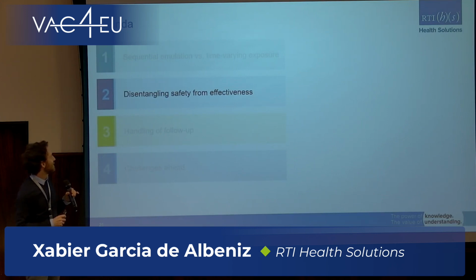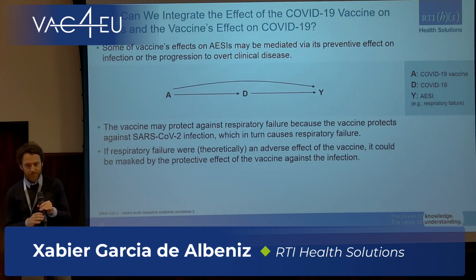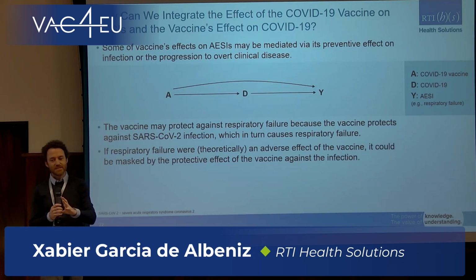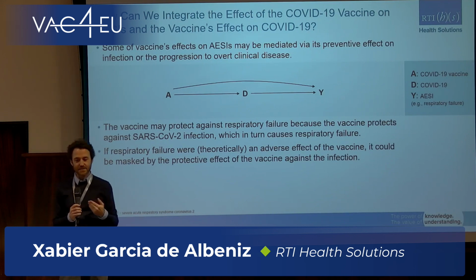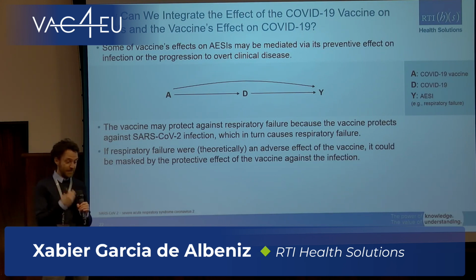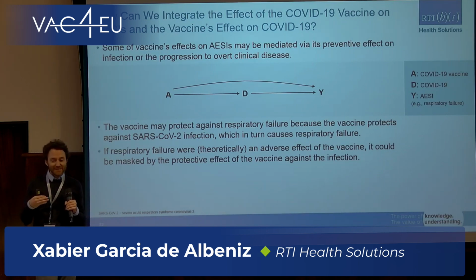Okay. Second part, safety and effectiveness. When we estimate the effect of a vaccine on adverse events, some of the effect of the vaccine might be mediated by the preventive effect on the infection by the virus. For example, if respiratory failure is one of our ISEs, the vaccine might protect against that because it protects against the infection, which in turn causes respiratory failure. If the vaccine actually has an adverse event, which is respiratory failure, this can be masked by the protective effect of the vaccine against the infection.